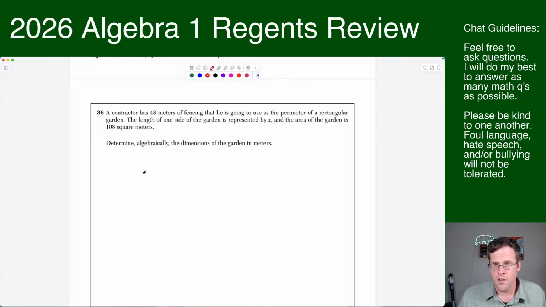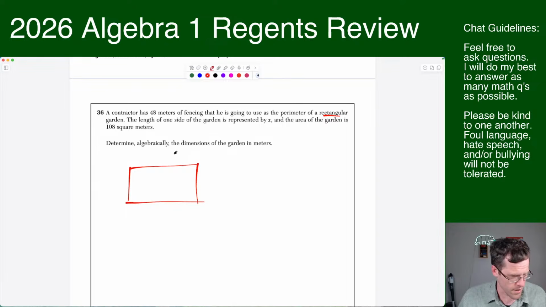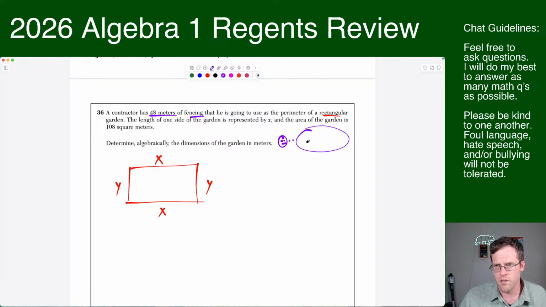square meters. Okay, so the length of one side of the garden is represented by X, and it's in the shape of a rectangle. So I'm just going to go like this and say, all right, this is X, and then I'm going to call this one Y and Y. So I just start finding what we know. 48 meters of fencing is going to cover the perimeter. Do you see that? So this tells me perimeter equals 48. And perimeter, you just add everything up. So it'd have X plus Y equals 48.